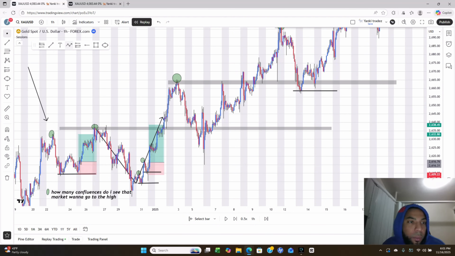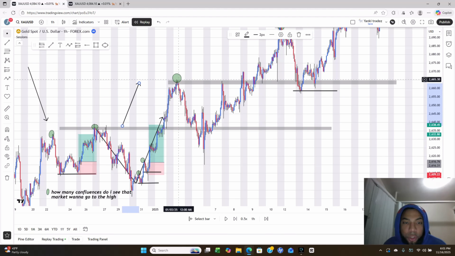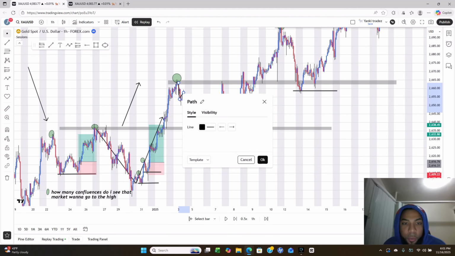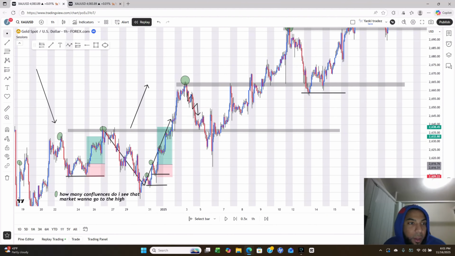Because we know that after this level, who's in control? The buyers, right? So the buyers are in control. When the market is making the correction, the sellers are so weak. Let's say we took a swing high for a sell, because we think the market is going down, right? And let's say we took this swing low.